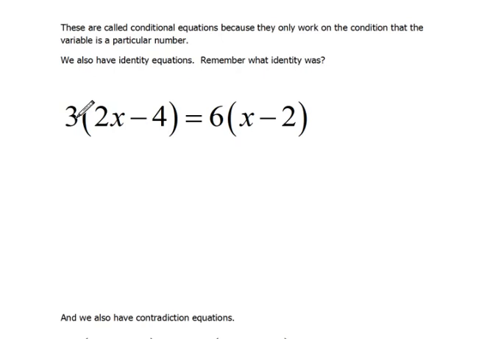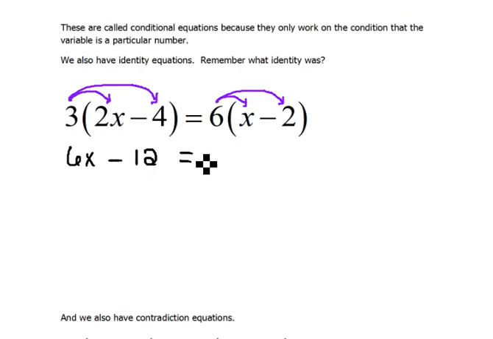So here we have our first one of these types, and we can see that there is distribution that needs to be done first. We always do the distribution first. So we're going to distribute the 3, and then we're also going to distribute the 6. So that means that we have 3 times 2x, which would be 6x, and 3 times negative 4 is negative 12, equals, distributing this 6 times x is 6x, and 6 times negative 2 is negative 12.